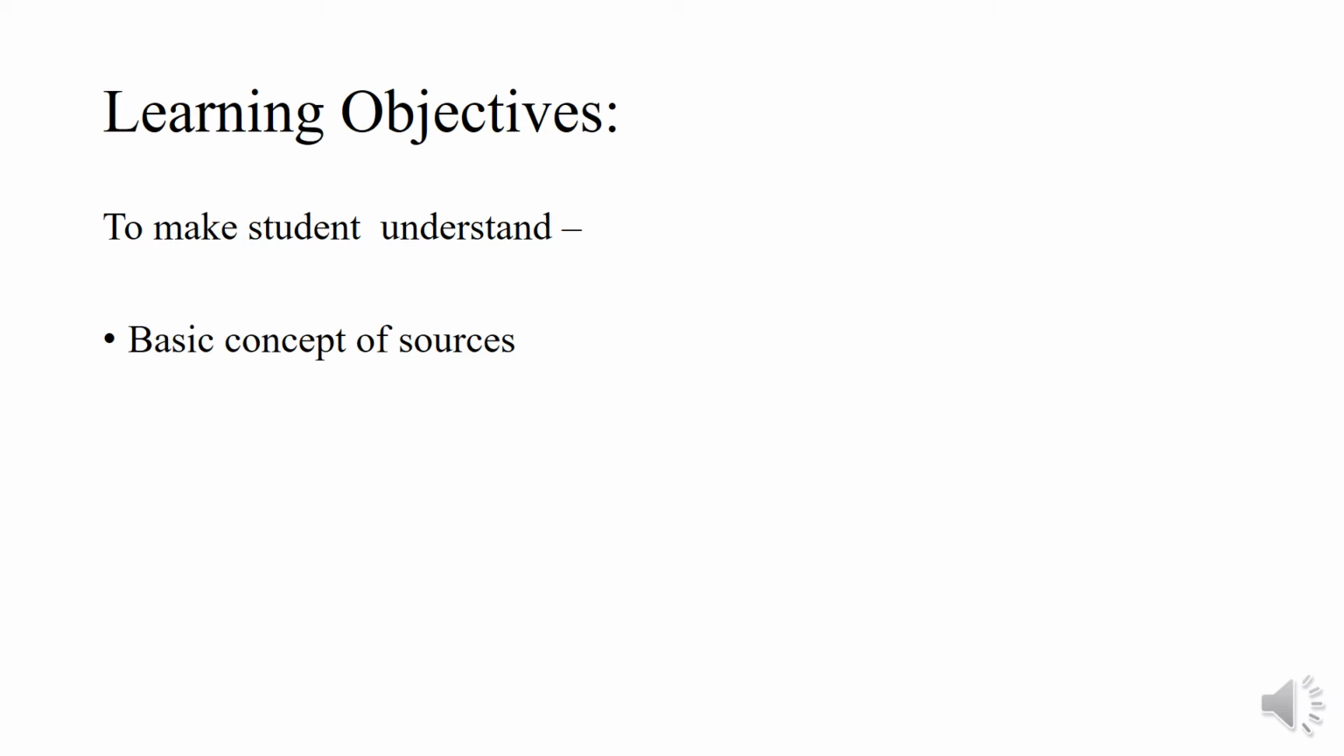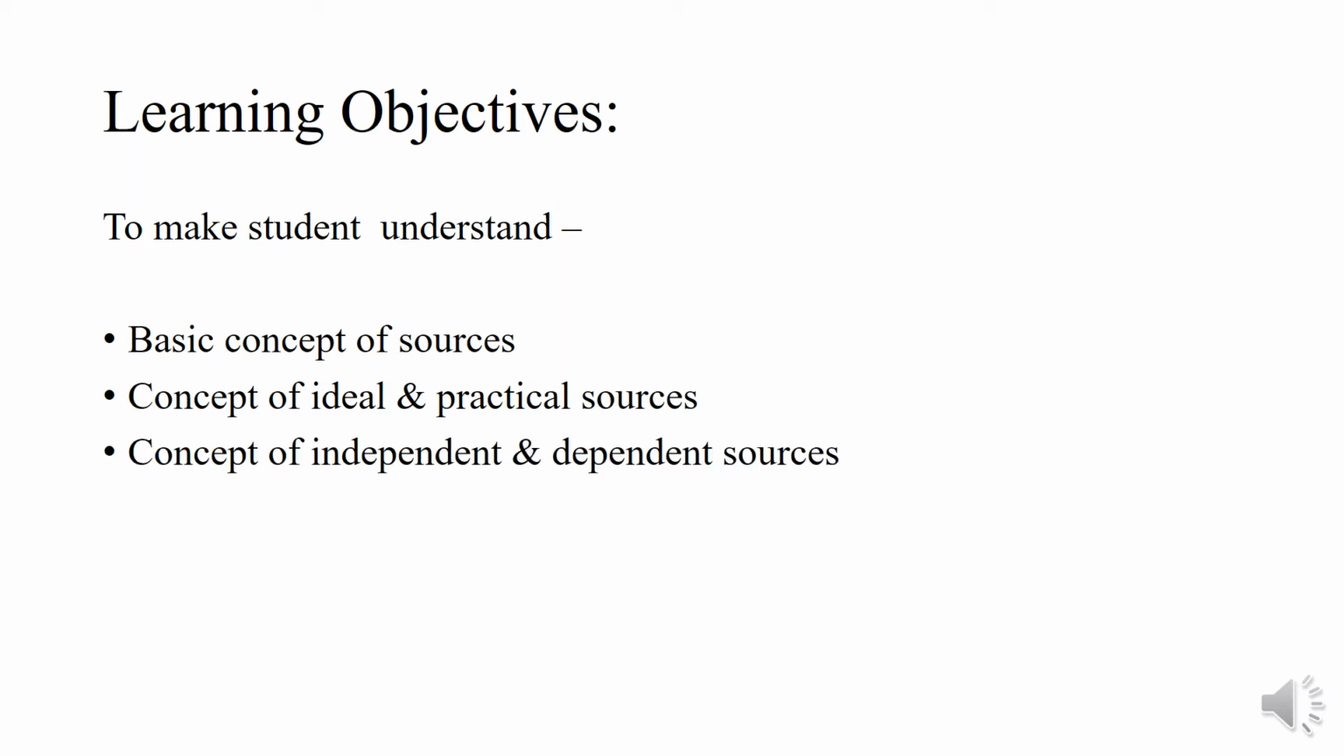So this lecture contains the introduction to the basics of DC circuits, where you are going to study what sources are, what ideal and practical sources are, and what independent sources and dependent sources are. The learning objectives of these lectures are to make the students understand basic concepts of electrical sources, the concept of ideal and practical sources, and the concepts of independent and dependent sources with respect to these electrical networks.